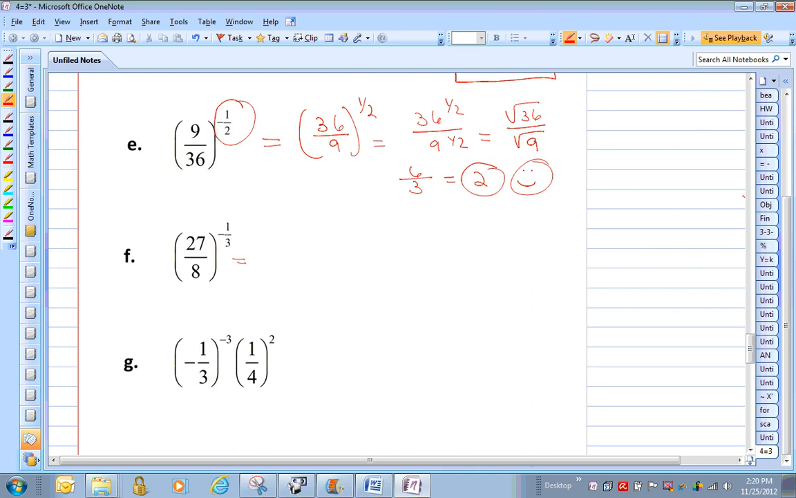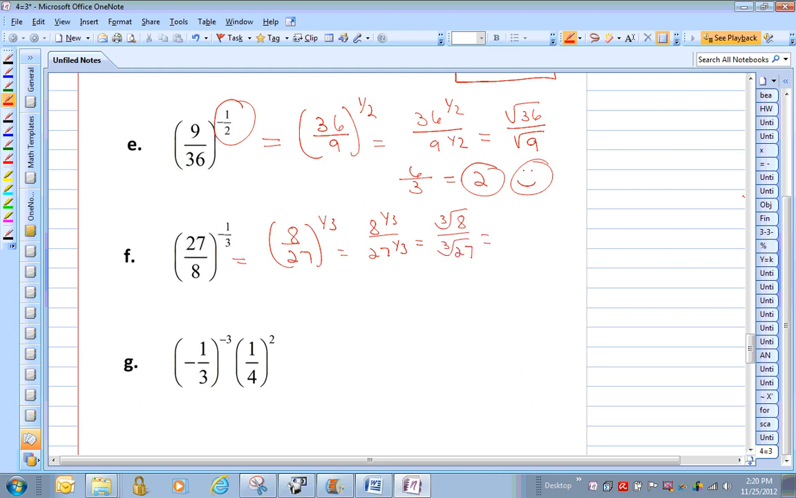All right, we're going to go on. We would, again, invert our fraction and make it 8 over 27 to the positive 1/3, which is the same as 8 to the 1/3 over 27 to the 1/3. The 1/3 power is the same as the cube root of 8. So it would be the cube root of 8 over the cube root of 27.